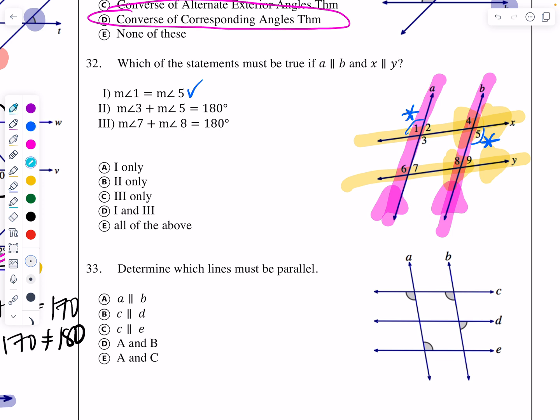Do we know that 3 and 5 add up to 180? So here's 3. Here is 5. We do not necessarily know that. Those should be congruent to each other because those are corresponding. So I'm going to cross that one out. What about 7 and 8? So here's 7, it's acute. Here's 8, it's obtuse. Do those add up to 180? Yes, because of those pink parallel lines cut by the transversal. So we are only able to say 1 and 3. Not all of the above because the second one was false.